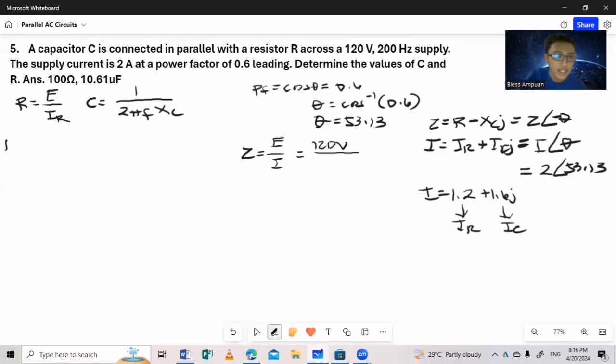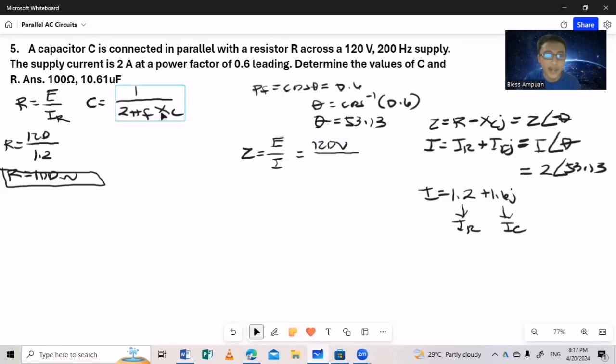Resistance is equal to, sorry, 120 volts over 1.2. So our resistance is equal to 100 ohms. Okay, so this is our final answer. Now, our last problem is how to calculate our X sub C.